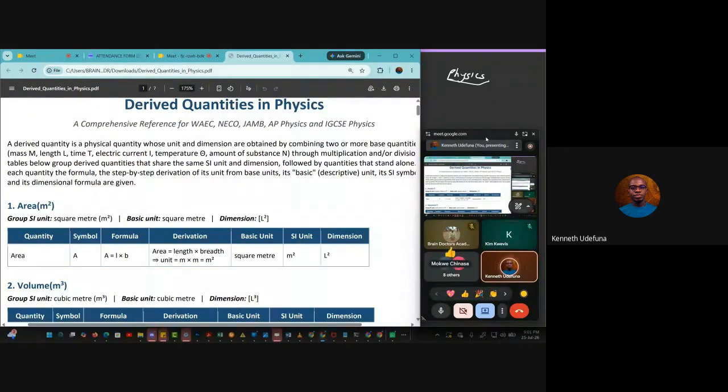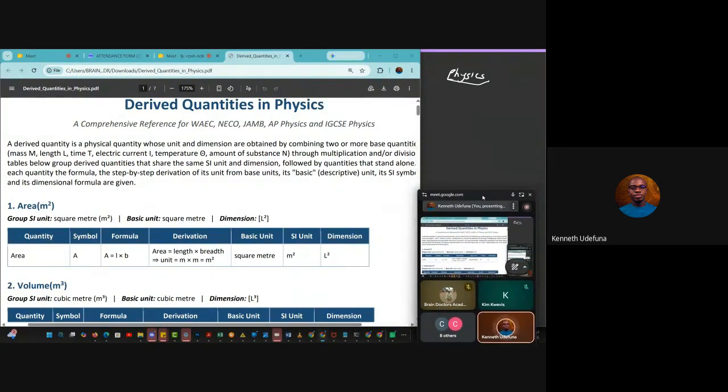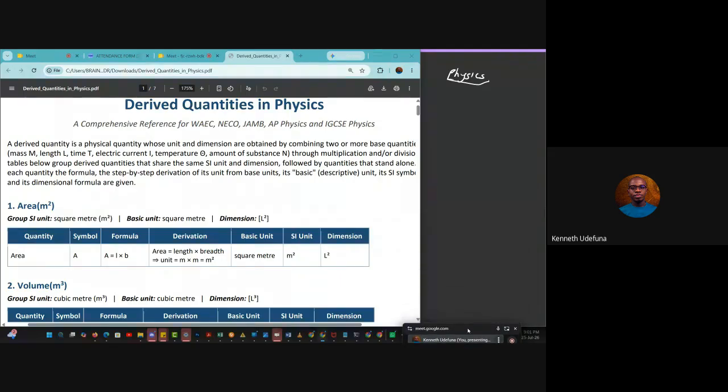That's very nice. So in today's class, we are going to continue from where we stopped last time. We did something about fundamental quantities. Today, we are going to continue with what you call the derived quantity.